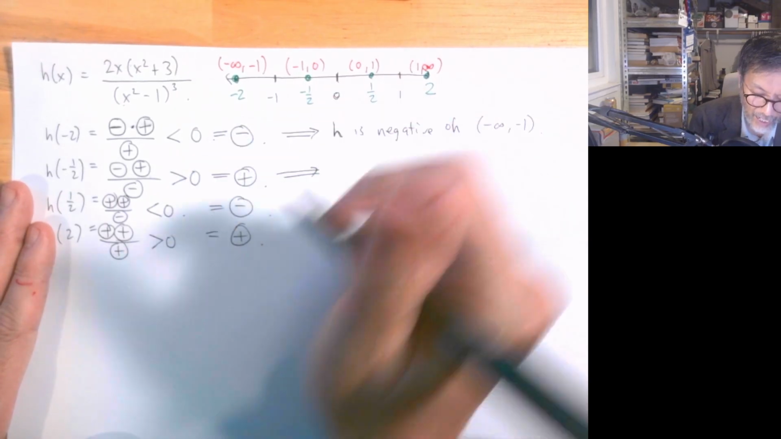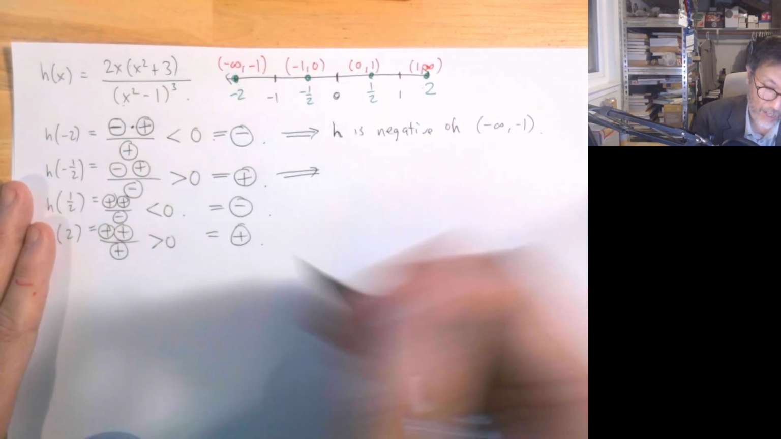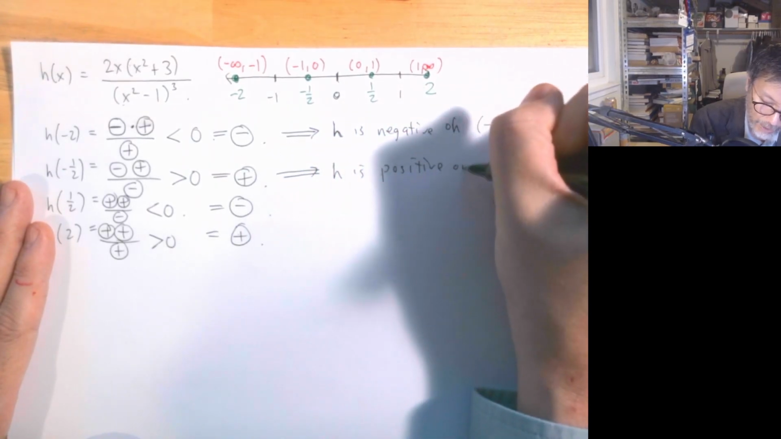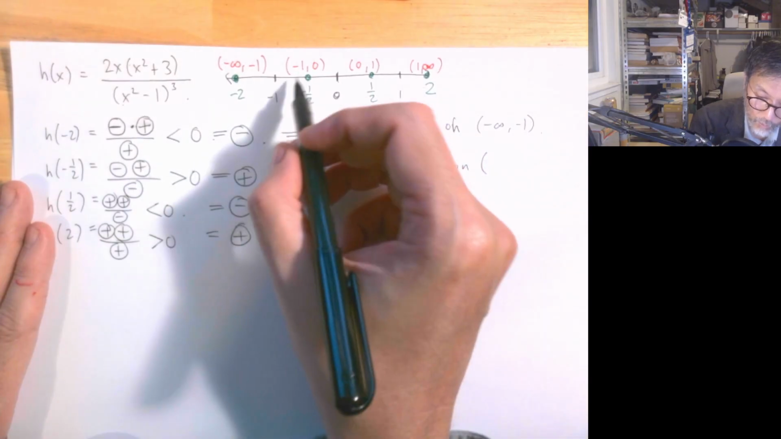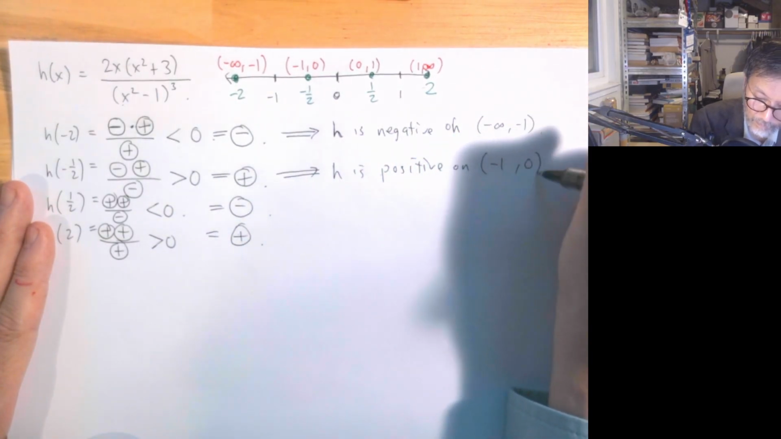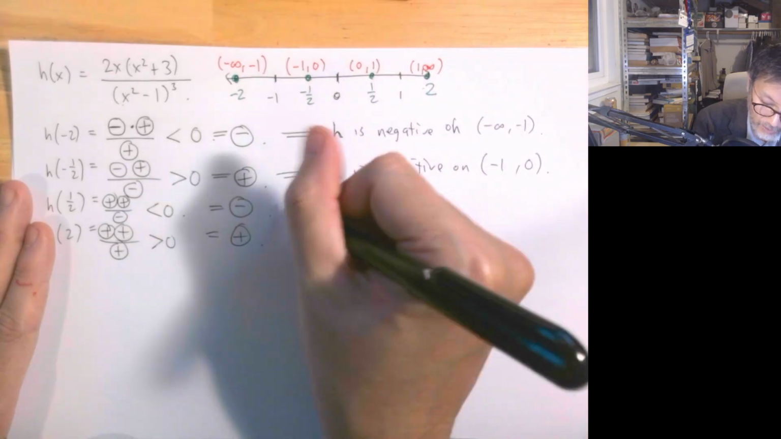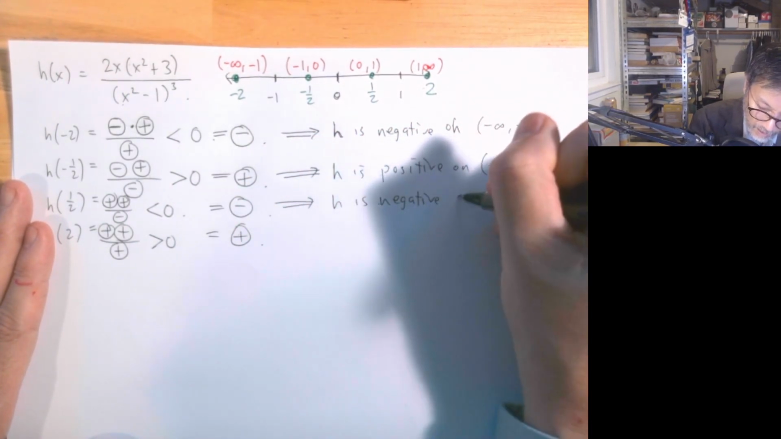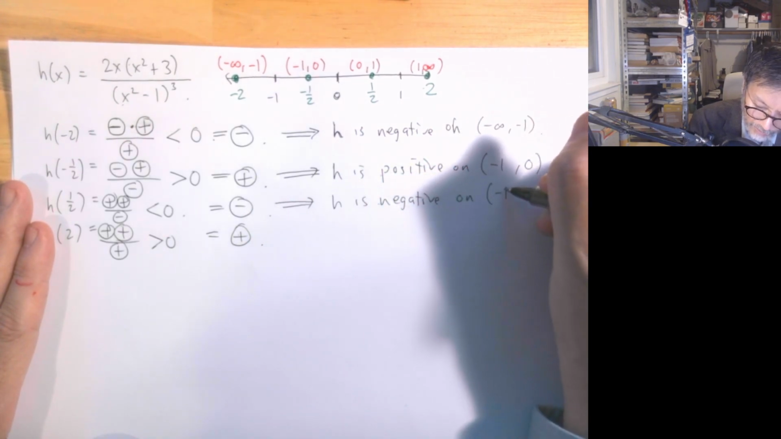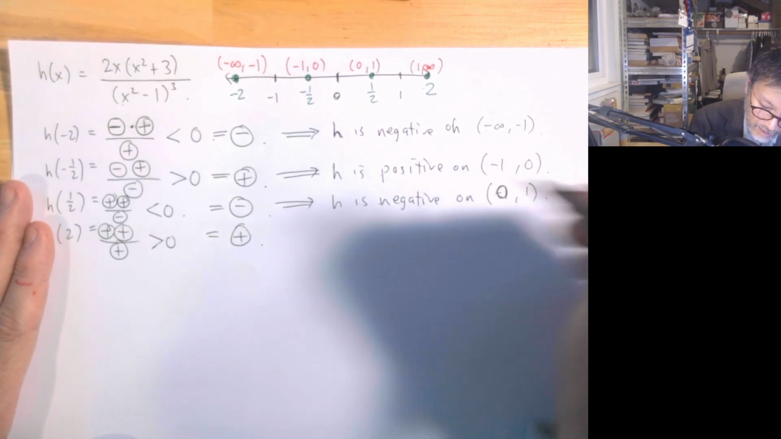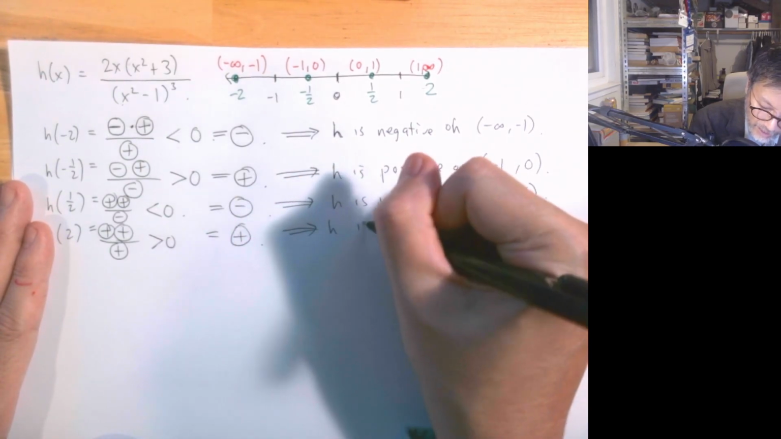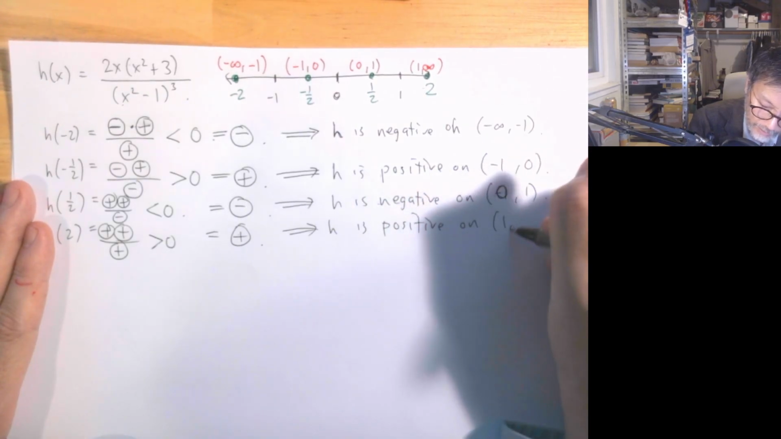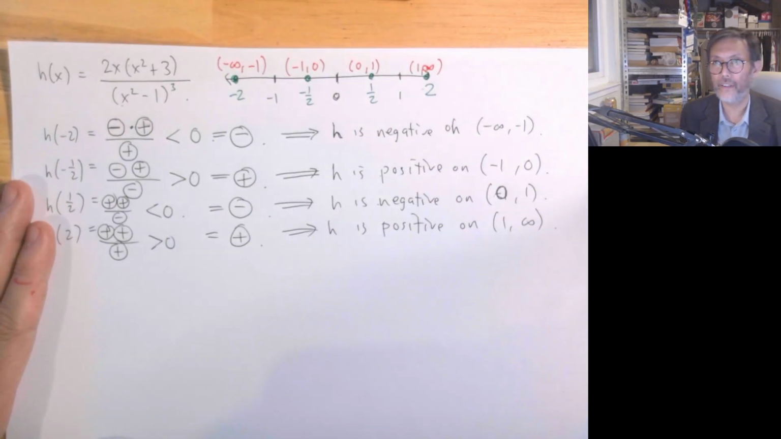Here, the fact that h is positive at -1/2 means that h is positive on the interval from -1 to 0. This fact implies that h is negative on the interval from 0 to 1, and this fact implies that h is positive on 1 to infinity. And this is the complete sign analysis.